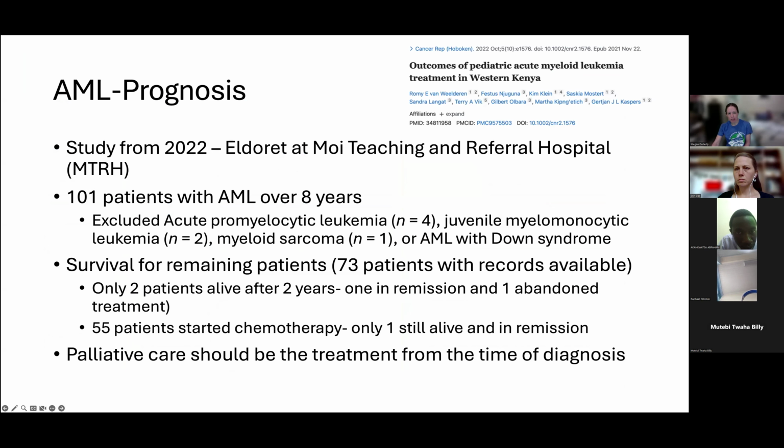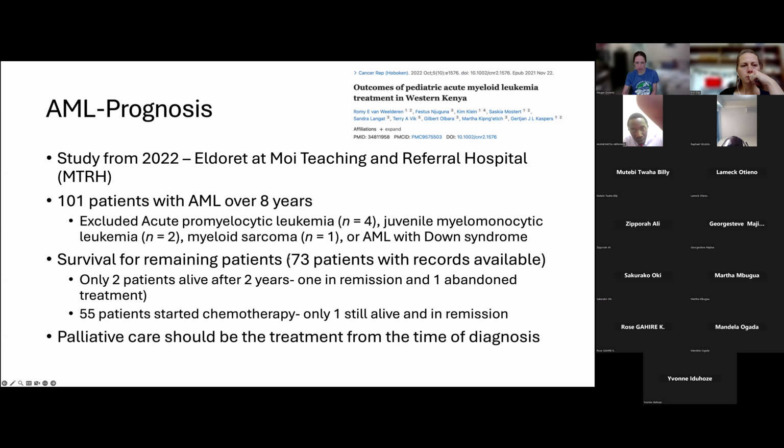They looked at 101 children with AML over 8 years. Now, they excluded the APL and the children with Down syndrome and a few other things that don't really count as AML. So we had, in the end, 73 patients who had records available for them to look at in the study. A bunch of patients, their records were lost. So that's how 101, we took out a few with some good types of AML, and then we're down to 73 here. Okay, of those 73 patients, only 2 patients were alive after 2 years, despite treatment.